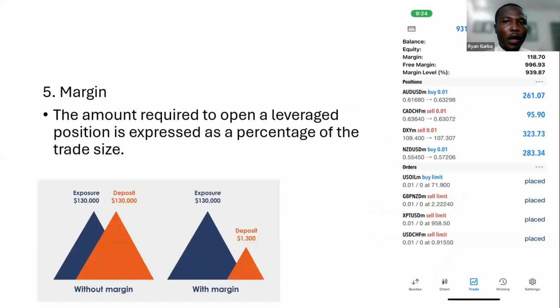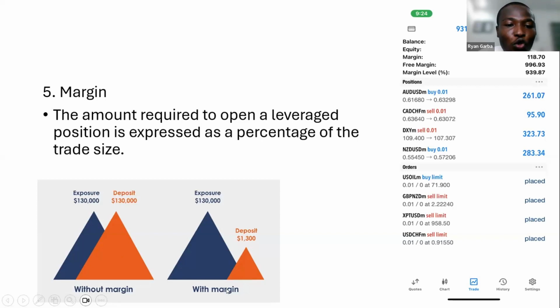Then we have here margin. Before I even talk about margin, let me take this up here. Good. So margin, the amount required to open a leveraged position, is expressed as a percentage of the trade size. Margin works hand in hand with leverage. We can see a picture below here. It states here without margin, you've deposited 130 US dollars. Your exposure in the market is still $130. Why? Because there's no margin. So whatever you deposit is whatever you're exposing on the market.